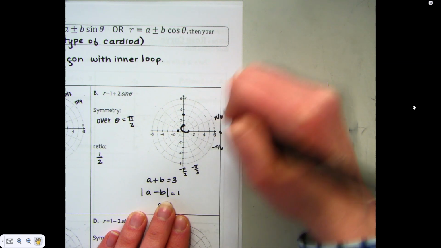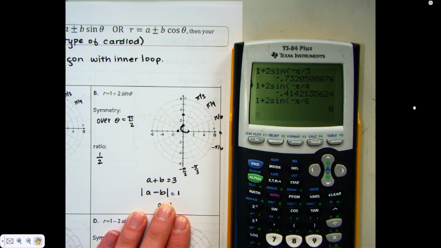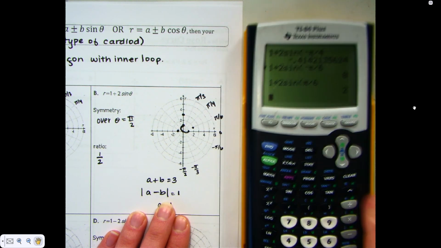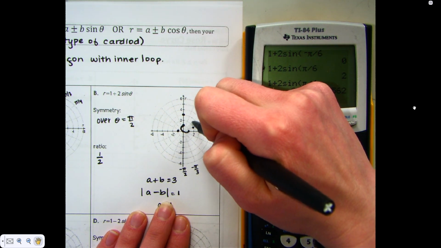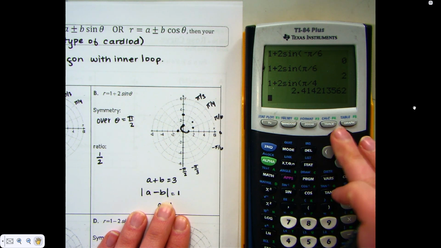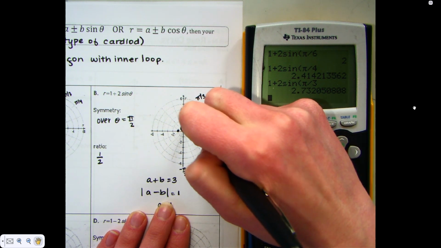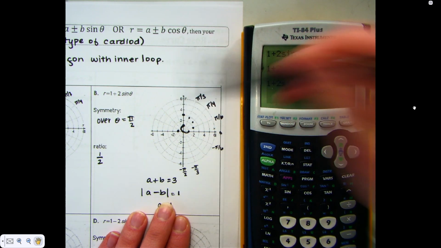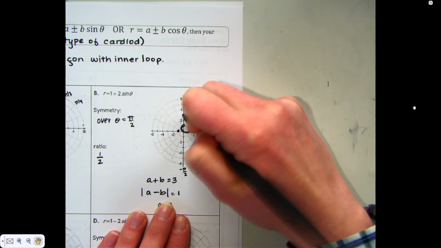So now I'll use some of those positive values to plot my coordinates. So at pi over 6, 1 plus 2 sine pi over 6, that's 2. Pi over 4 is going to give me 2.4, so a little less than halfway. Pi over 3, I've got about 2.7. And if I were plugging in pi over 2, that is what would be putting me at this 3 right here. So my curve is going something like that.